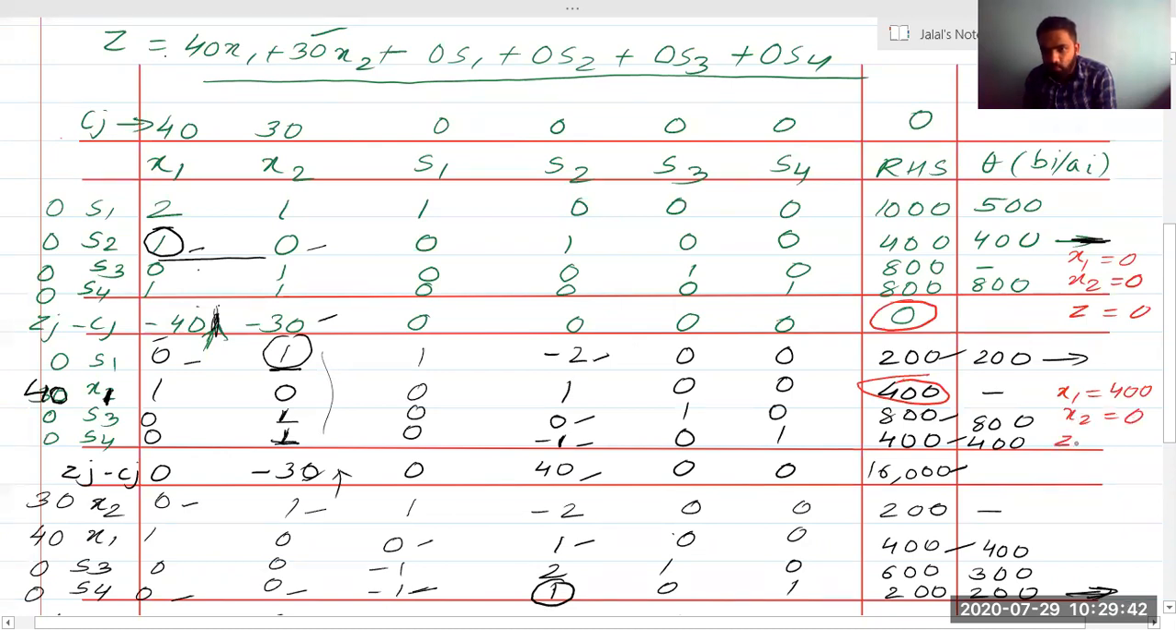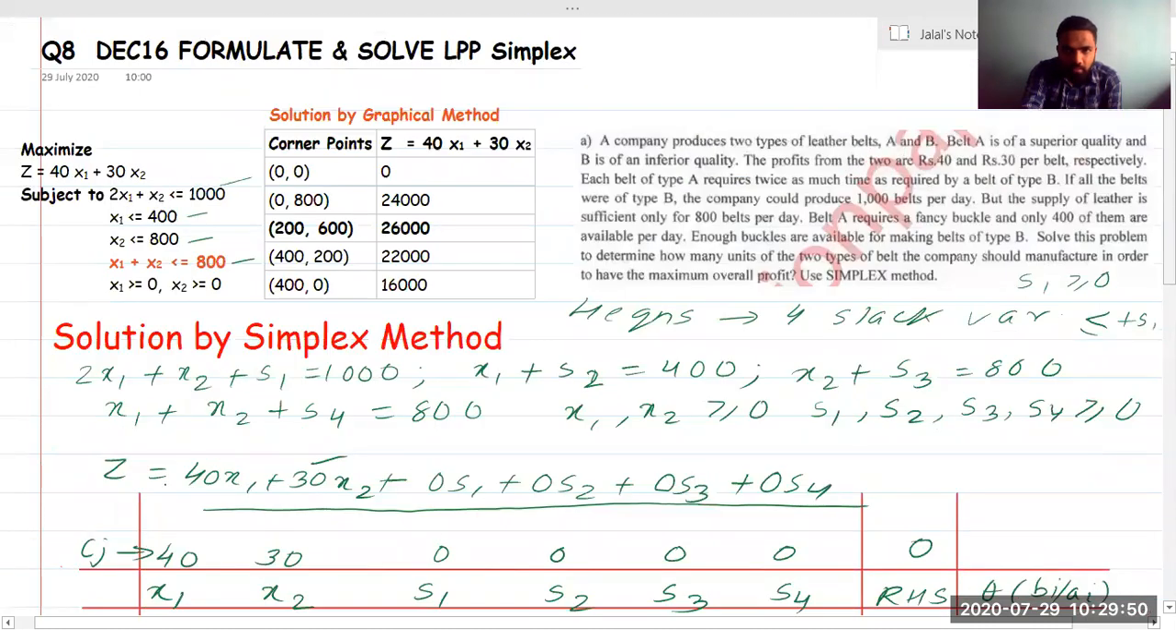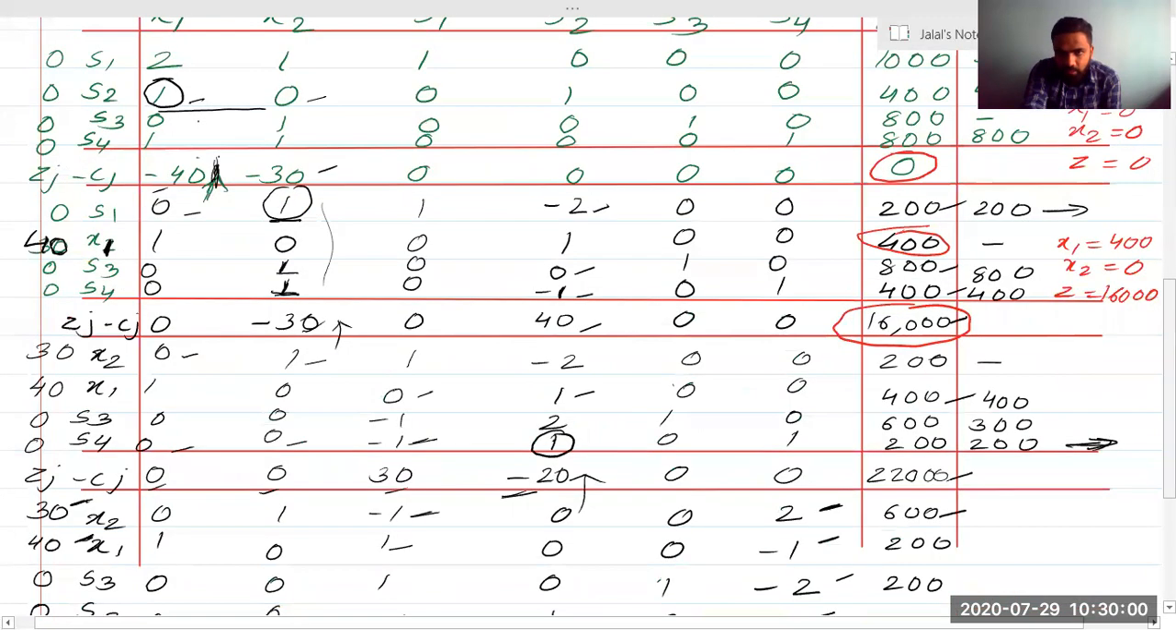And Z is equal to how much? Z we can see here. Z is equal to 16,000. I hope you can find this solution. You can even find this solution in the graphical method. See, one of the solutions in the graphical method was 0, 0, 0. One solution was 400, 0, right? Which was equal to 16,000. So you have got another solution from the graphical method.